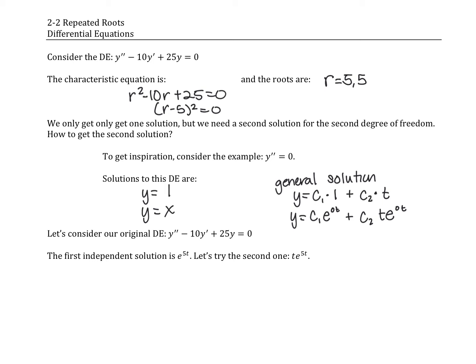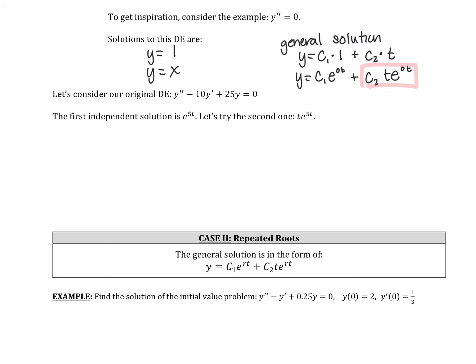But in order to consider our second degree of freedom, we're going to have to deal with this case right here. This is what's new. We're going to end up multiplying it by an additional variable. So let's look at what happens. Remember, the original equation we said our r was 5 and 5. So we know one of our solutions to this is e to the 5t.